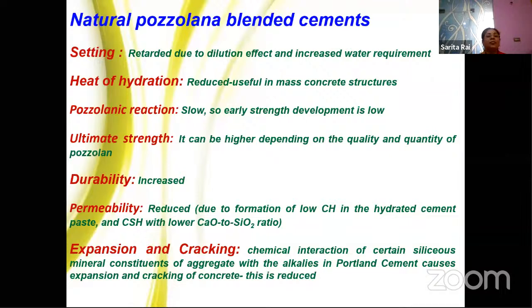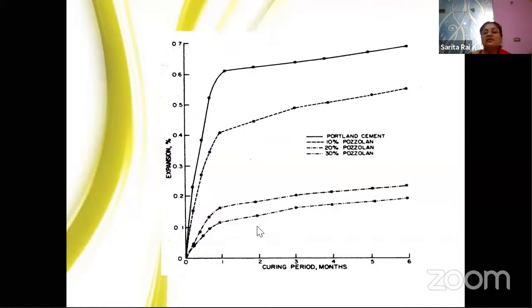Properties of blended cements: setting is retarded, heat of hydration is reduced, and the pozzolanic reaction is slow. That's why early strength develops slowly, but ultimate strength is much higher. Durability is increased, permeability is reduced, and expansion and cracking are also reduced. Expansion with 30% pozzolan is minimal compared to Portland cement.